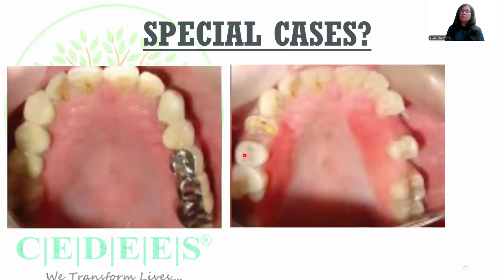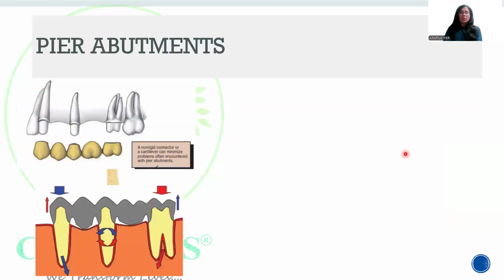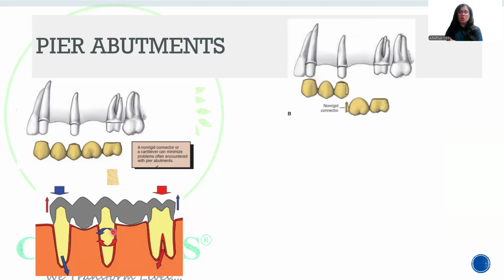Now, some special cases wherein there is an edentulous span adjacent to the abutment teeth. This is called a pier abutment. What do we do in such cases? Do we go for a conventional FPD? The problem is that there are torsional forces acting on the pier abutment, which rotate it, and in the future it might fail. Definitely this type of prosthesis cannot be used if the pier abutment is mobile. So what do we do in such cases?